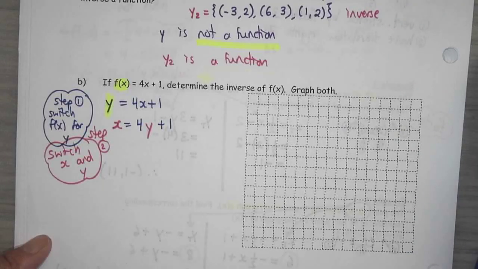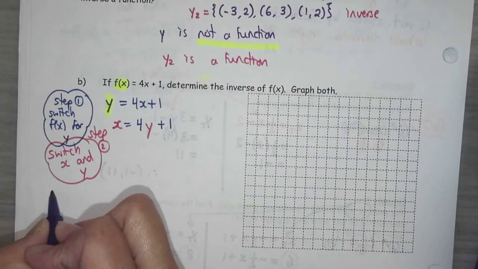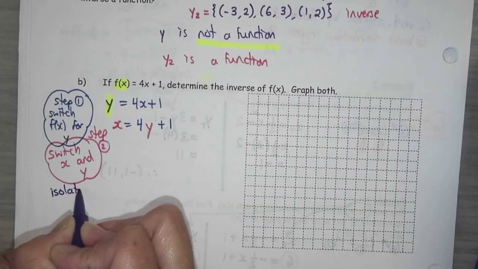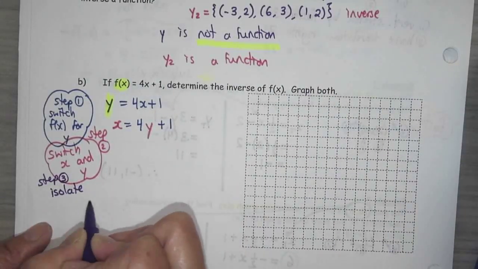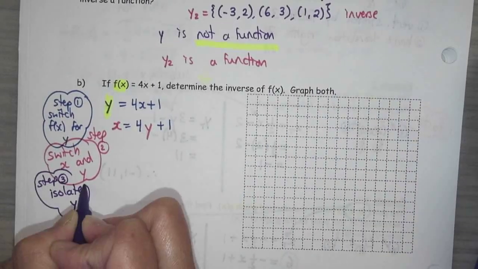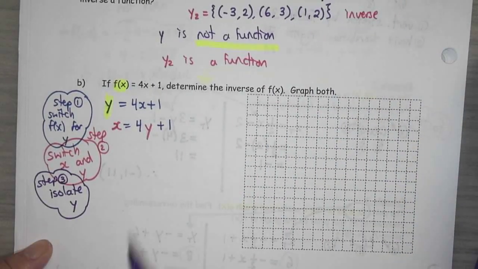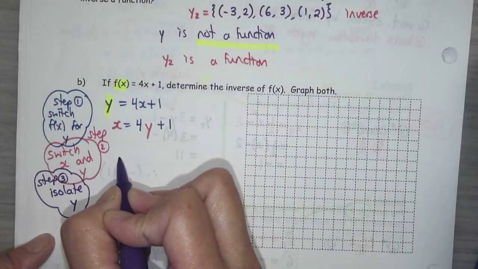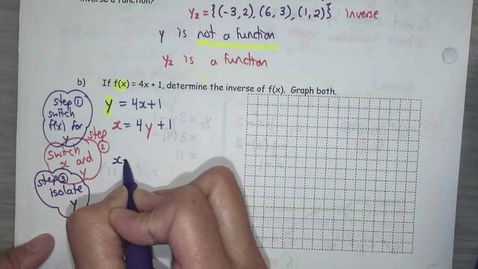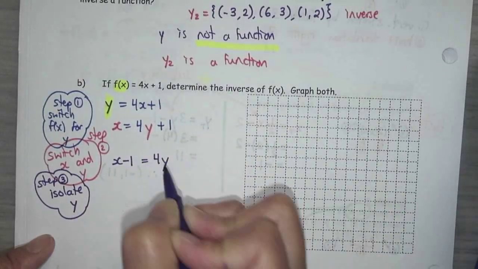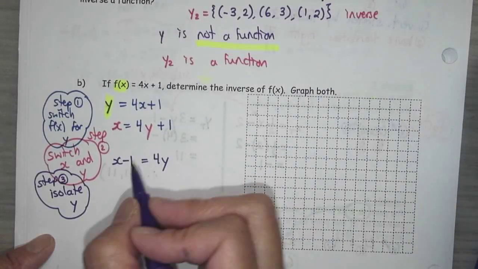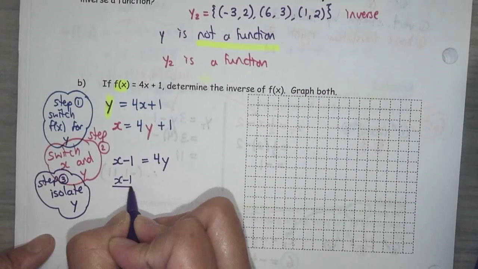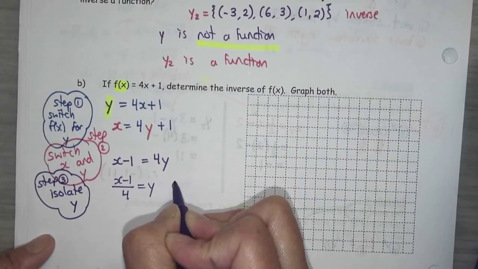The next step would be isolate. Step 3 is isolate for y. So we're going to bring the 1 over. So x minus 1 equals 4y. Divide both sides by 4. So we're going to go x minus 1 over 4 equals y.